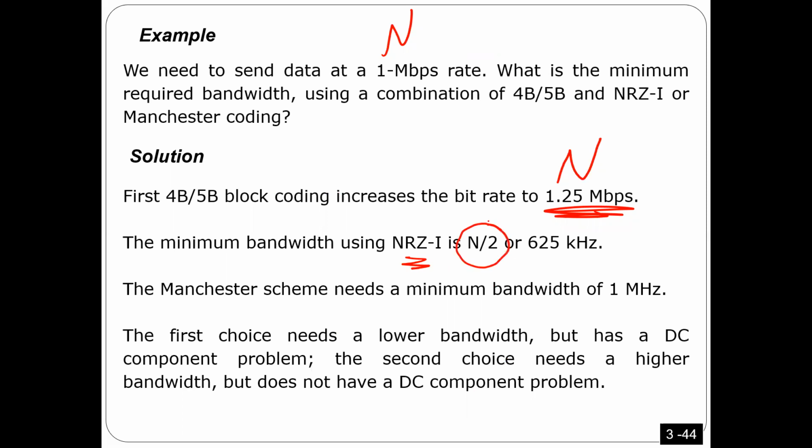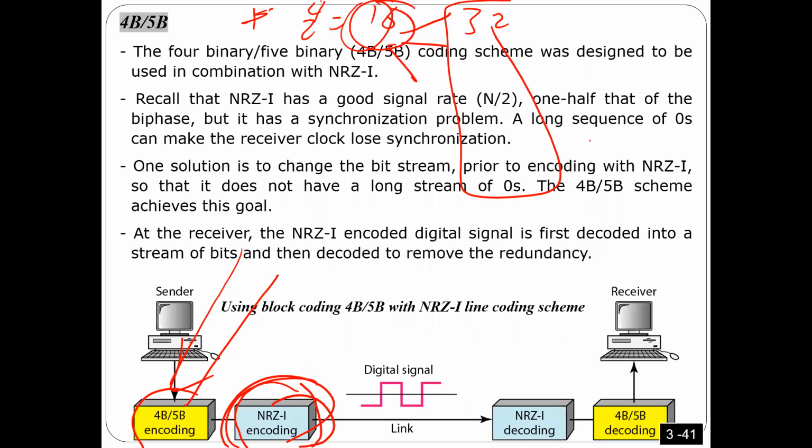the bandwidth is N divided by 2, right? But I'm not going to use this one. I'm going to use this one because if you look here, that's what I'm going to send. So yeah, let me tell you here.